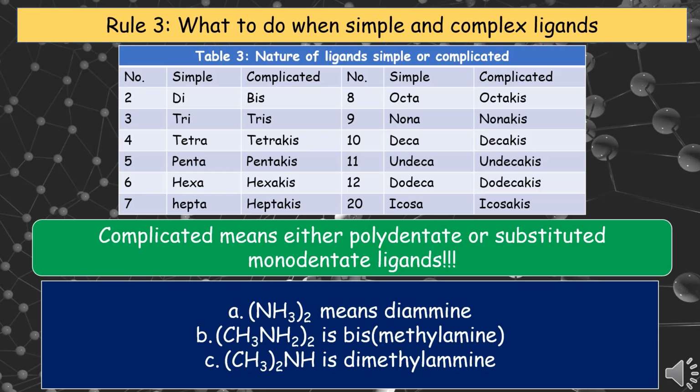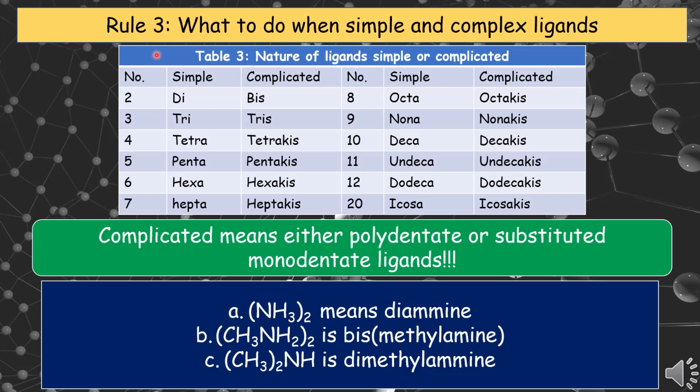Next, we have to check the nature of substituents, whether those are simple ligands or complicated ones. Complicated ligands means whether those are polydentate or substituted monodentate ligands. So with some examples, I am going to explain this. Let's see ammonia. When ammonia is the ligand, it is a simple one because it is a monodentate ligand and the attachment site, and there is no other substitution present in this case.